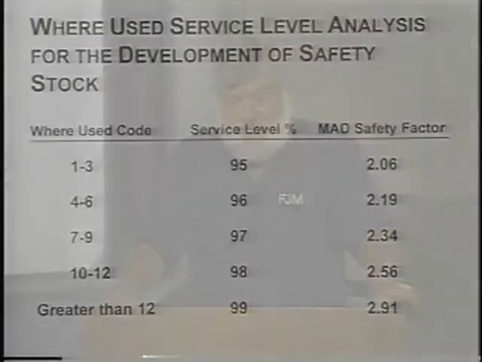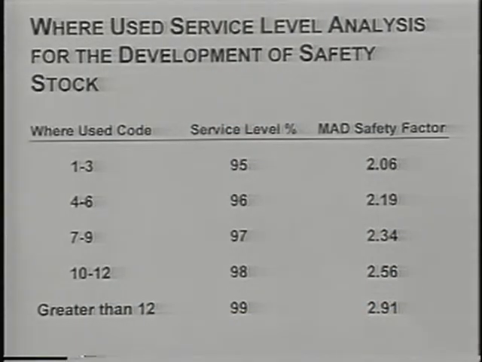Starting off at the left, the where used code is the number of places a spare part is used in. The first range is 1 to 3 assets. Then we go 4 to 6, 7 to 9, 10 to 12, and greater than 12. The companies that we have worked with have decided that they never want to go below a 95% service level, and therefore that service level percent column, the center column, is a byproduct of management decisions. What kind of management? Maintenance management decisions.